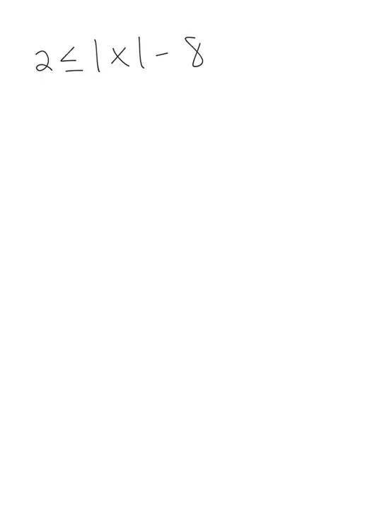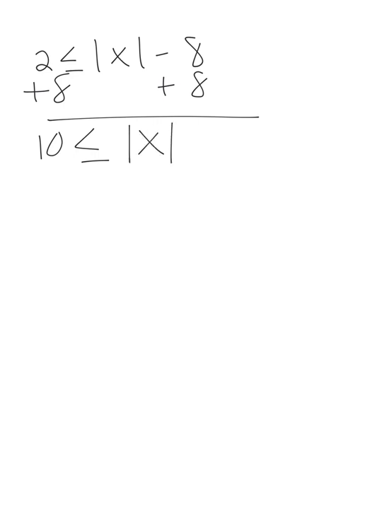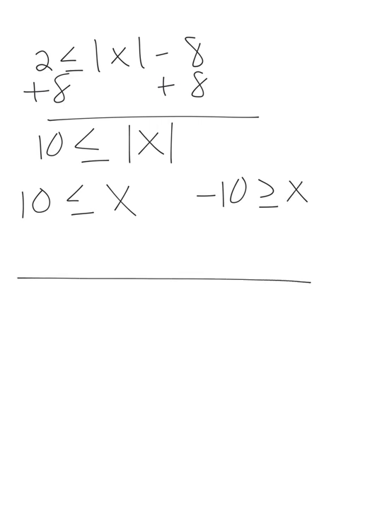Now we're moving into absolute value inequalities. We have 2 is less than or equal to the absolute value of x minus 8. So the first thing we need to do is add 8 to both sides, isolate that absolute value. We have 10 is less than or equal to the absolute value of x. Now we are going to rewrite it as 10 is less than or equal to x. And now we have negative 10 is greater than x. And those are our 2 inequalities. This is your 10, your negative 10. So x is less than or equal to negative 10, which is going this way, and x is greater than or equal to 10, makes it going this way.